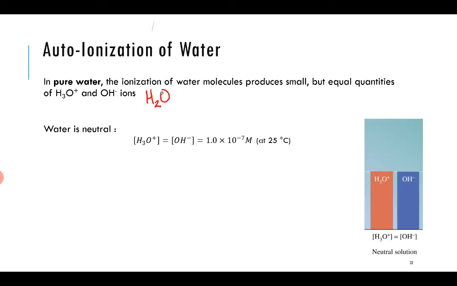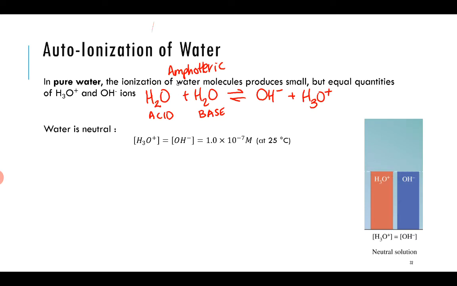Water is amphoteric, so water can react with other water molecules. If one is an acid and one is a base, the acid will give up a proton and become OH minus, and the base will accept that proton to form H3O plus. Since water is amphoteric, it can act as either an acid or a base.